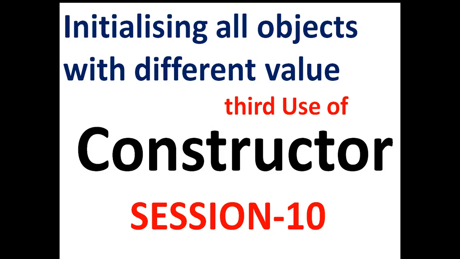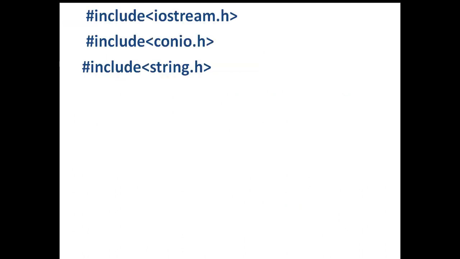Hello students, let's start. The third use of constructor, for initializing all objects with different values, is also known as parameterized constructor. #include <iostream.h>, <conio.h>, <string.h>. We need these three libraries. The string.h library is used for ready-made functions related to strings.